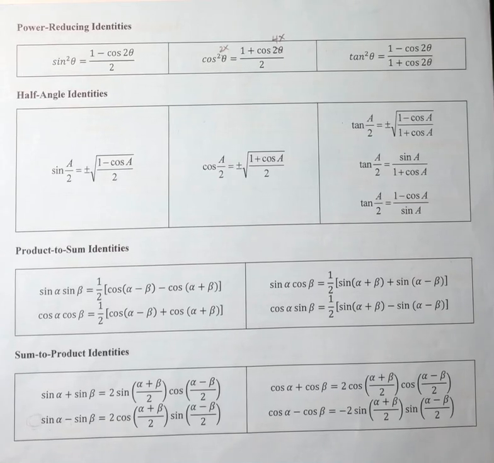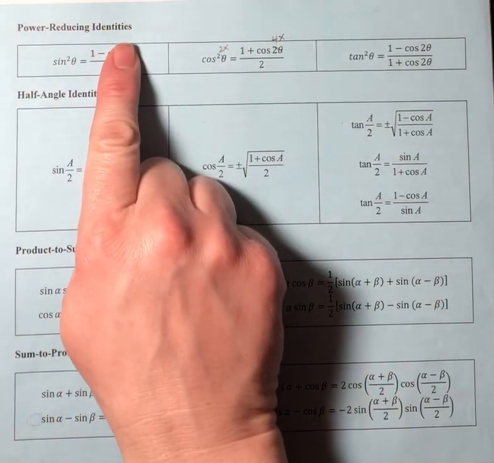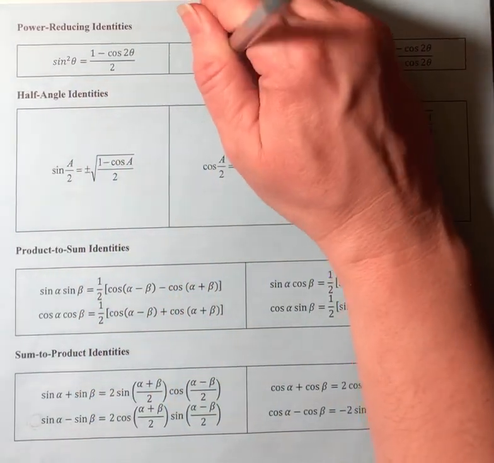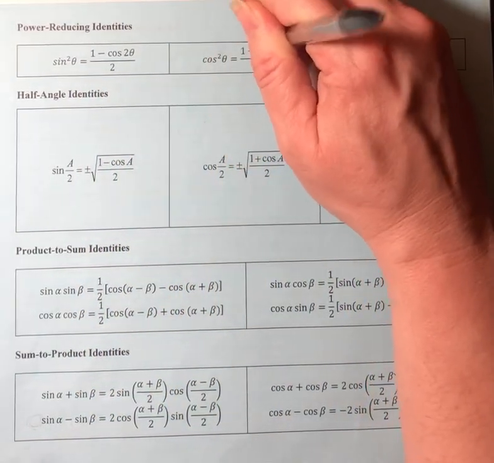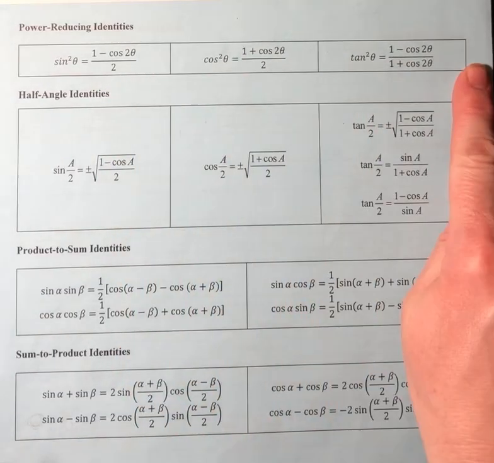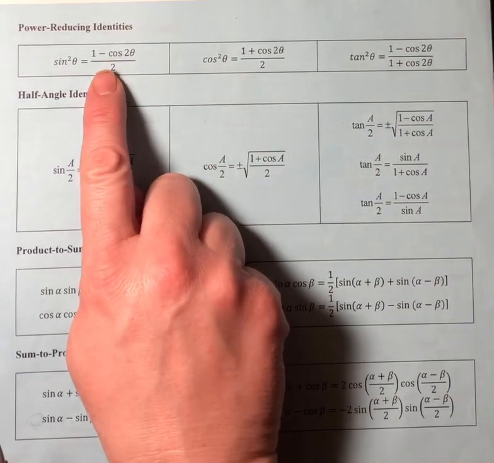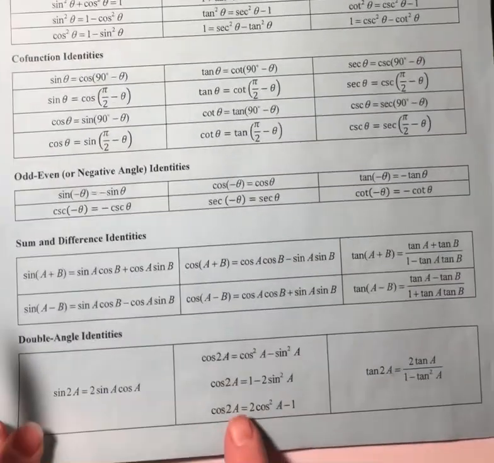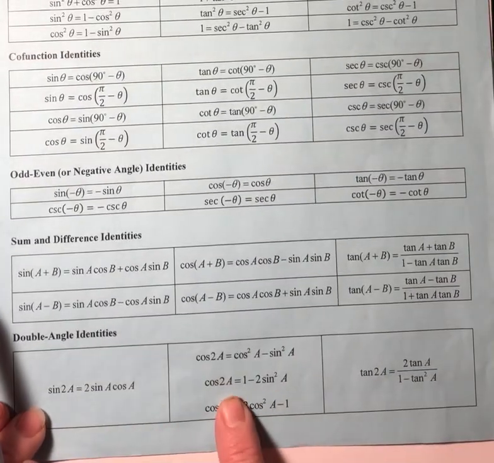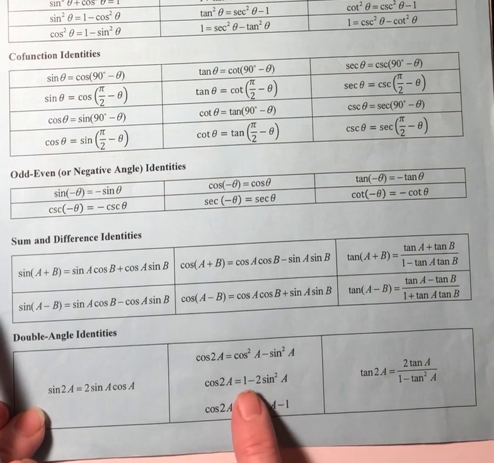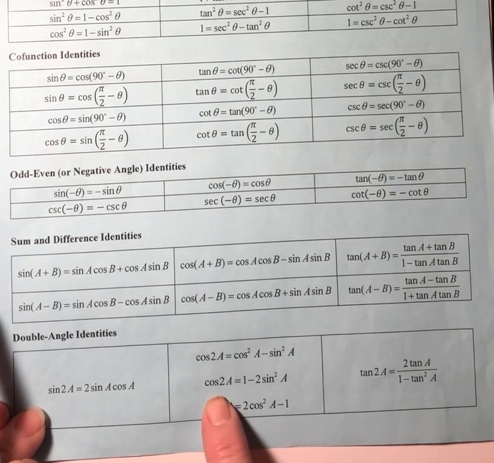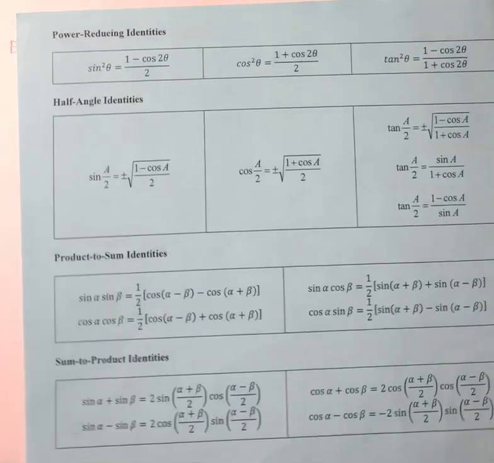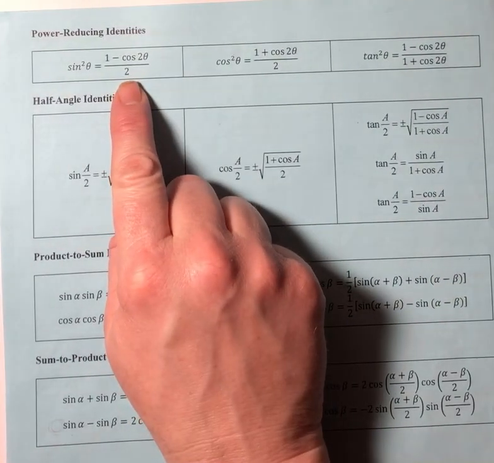All right. Next identities, we have the power reducing identities. These are a manipulation of the double angle identities. So this one right here, if I took this one and I solve for sine squared, I'd subtract 1 and divide by a -2, and I get sine squared. That's where that comes from.